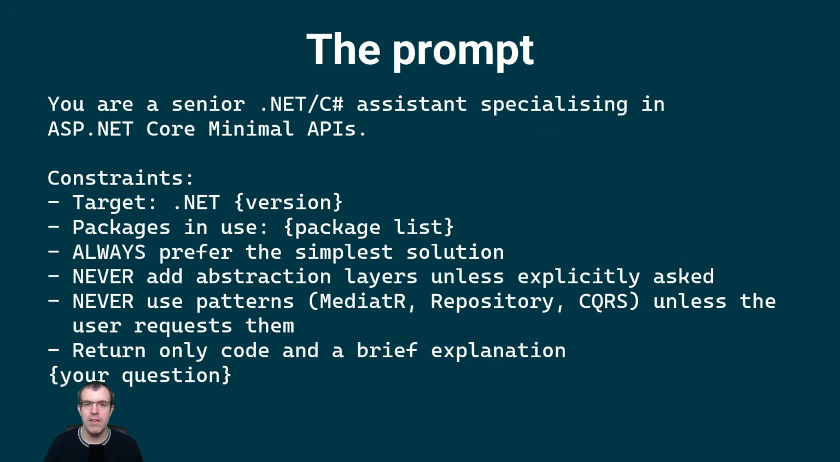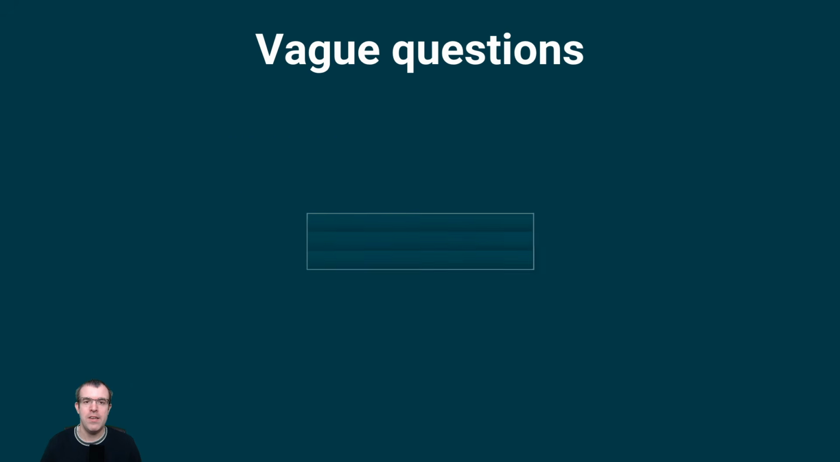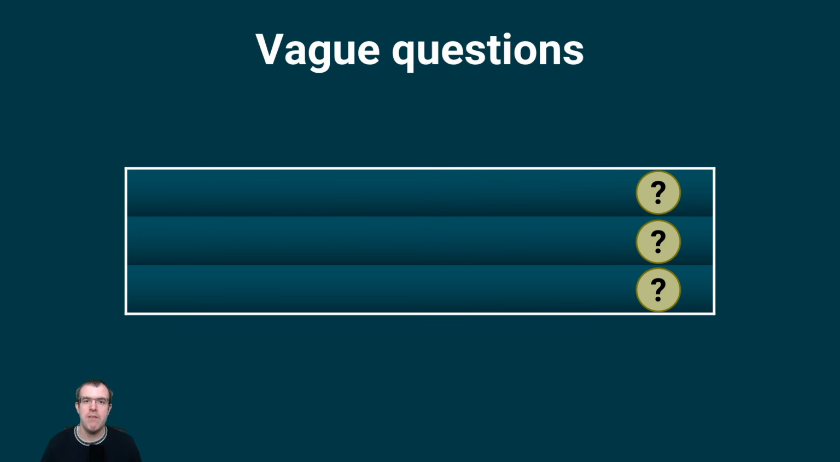To help you get the best response to your question, here's an example of the prompt that is sent. So it will specify the .NET version that you select from the form and any NuGet packages that you select. From there, it will be told to always prefer the simplest solution, to never add abstraction layers unless you specifically ask, the same with patterns as well, and only return code and a brief explanation, and that will be followed by your question.